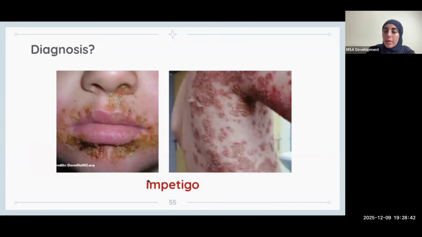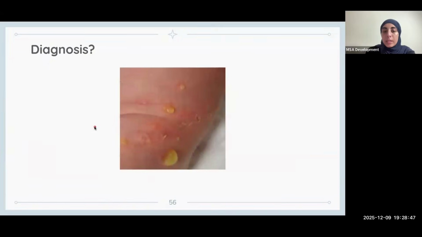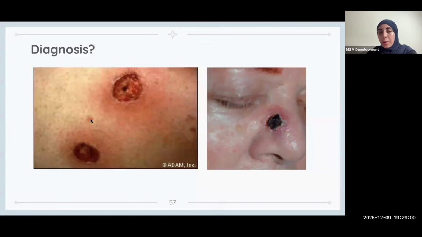Okay, this is impetigo, and you see the honey-colored, crusty appearance. What is this? This is bullous impetigo. It's a special type of impetigo. We're gonna discuss it more in a second. And this one. This is ecthyma. So you see the punched out lesion, it's ecthyma. And these two have different etiologies. We're gonna go into details in a couple slides. So just know that this round punched out lesion is ecthyma.